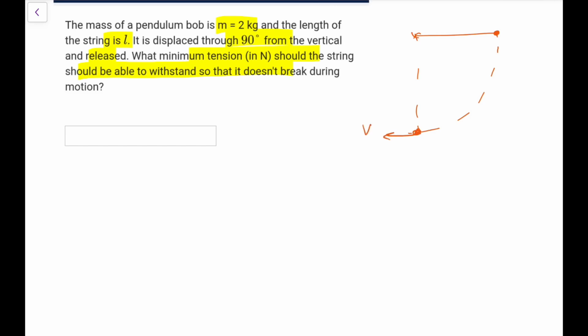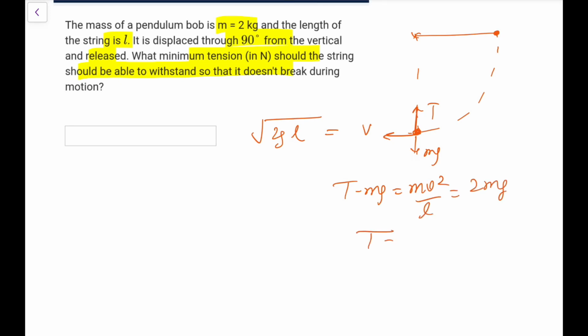So first of all, at the lowest point, velocity you can directly say is root 2 gL from energy conservation. This is T, this is mg. So T minus mg, force towards center, is mv square by L. So mv square you put it, it comes out as 2 mg. So T should be 3 mg at least. 3 mg means 3 into 2, and I take g as 10 or 9.8. If I am taking as 10, it will be 60.